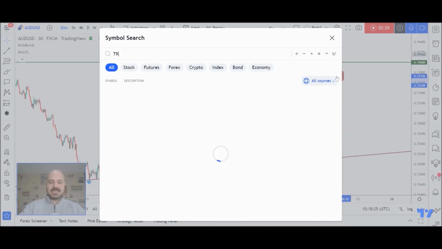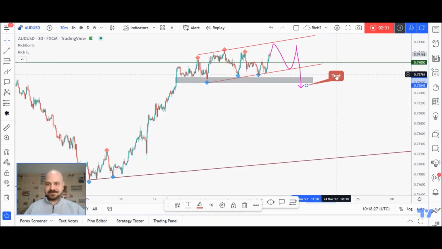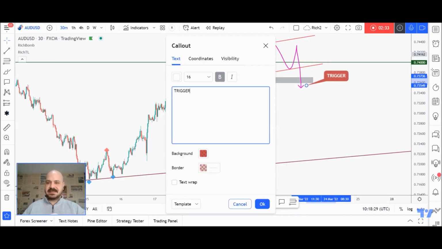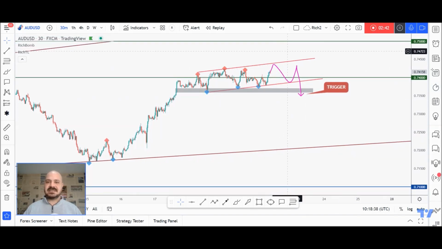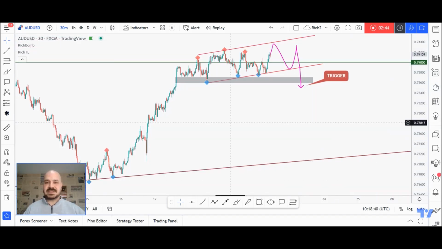For those who know me, I always highlight it. Oops, not this one. Highlight it like this, trigger, and when the sell is activated, of course it's just a projection for now. Price can still trade higher and invalidate our setup. In this case, as it dives inside this area, we'll be looking for new sell setups.